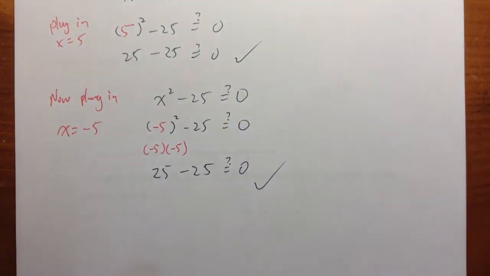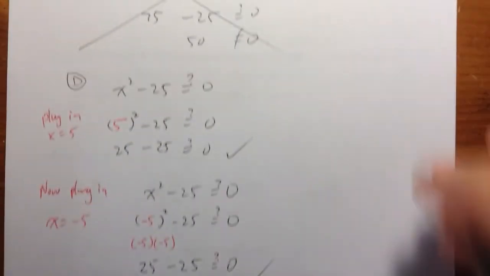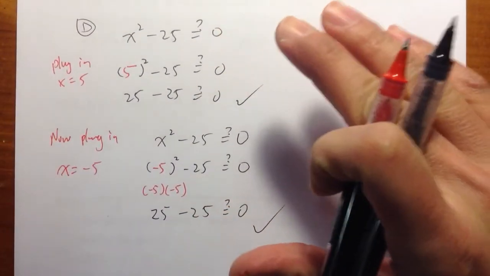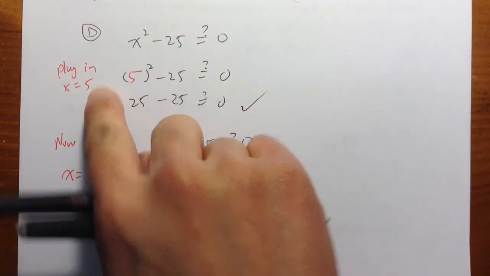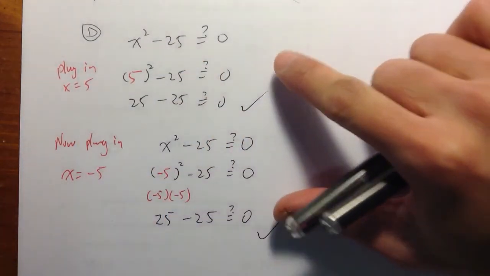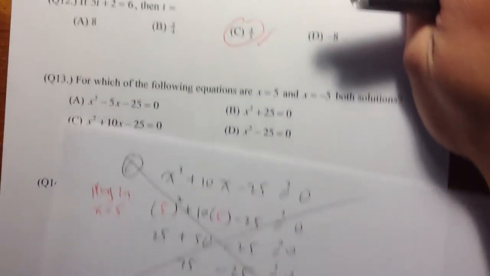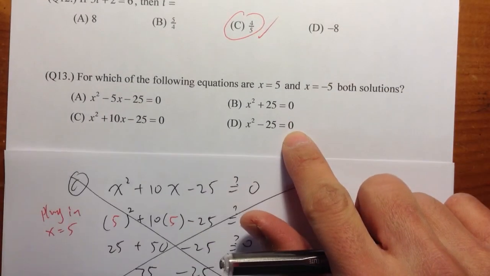And of course it is. So as you can see, choice D, x squared minus 25, when you plug in 5 or negative 5, they both work out to be 0. And therefore, D is the answer.